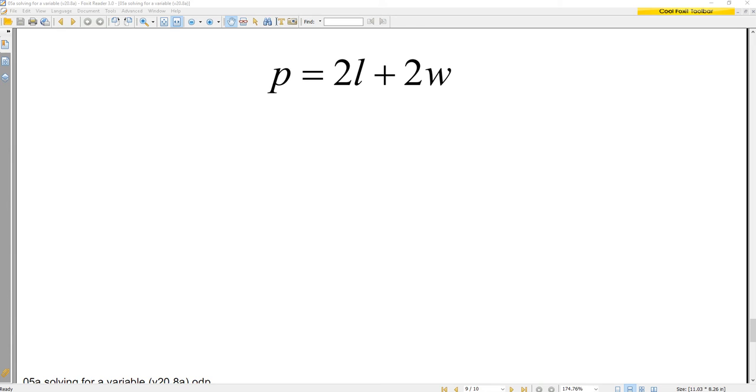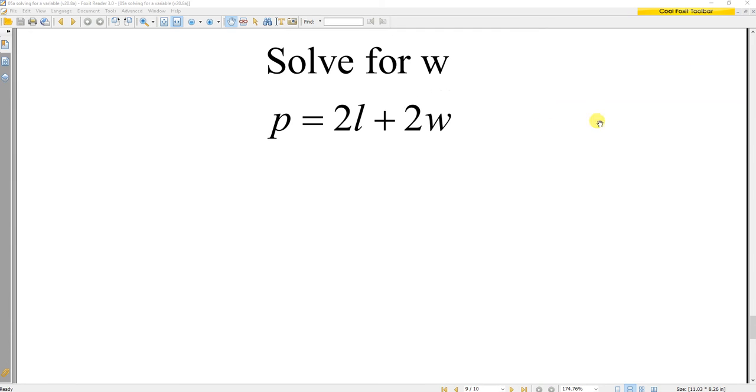Okay, who am I solving for in this one? P or W? Solve for W. Okay, got it. Solving it for W. Where's my W? So we're going to get this guy all by himself. So let's deal with this first. Minus 2L.